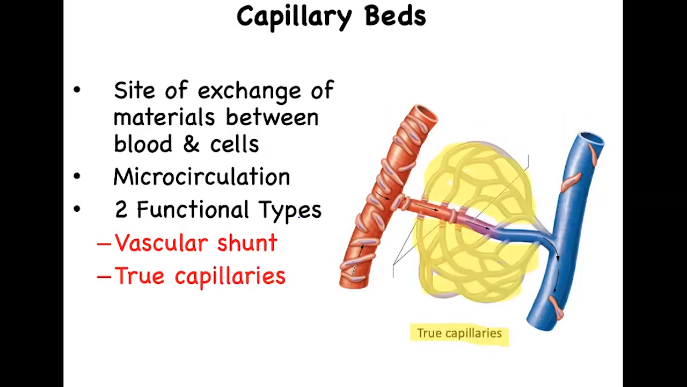The second type of capillary is what is called a true capillary, and that's highlighted in yellow. It is in the true capillaries that the exchange of materials between the blood and the cells occurs. When materials leave the true capillaries, they move into the interstitial fluid which surrounds the cells, and from there into the cells. The opposite occurs when materials enter into the capillary.